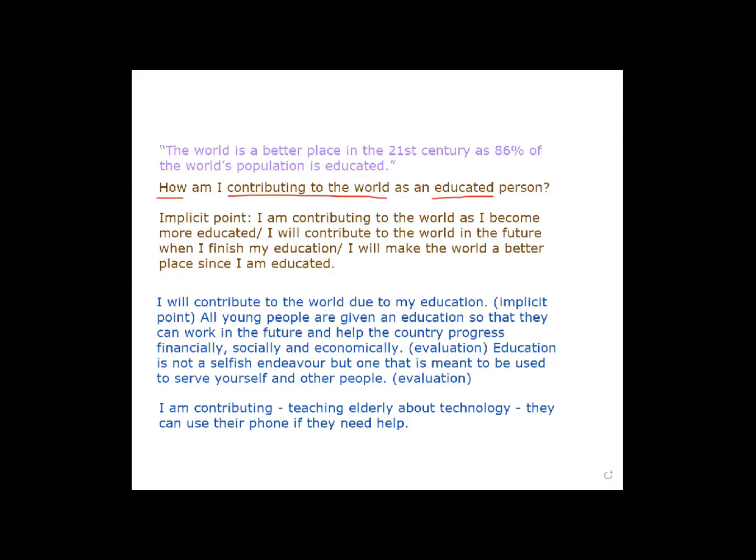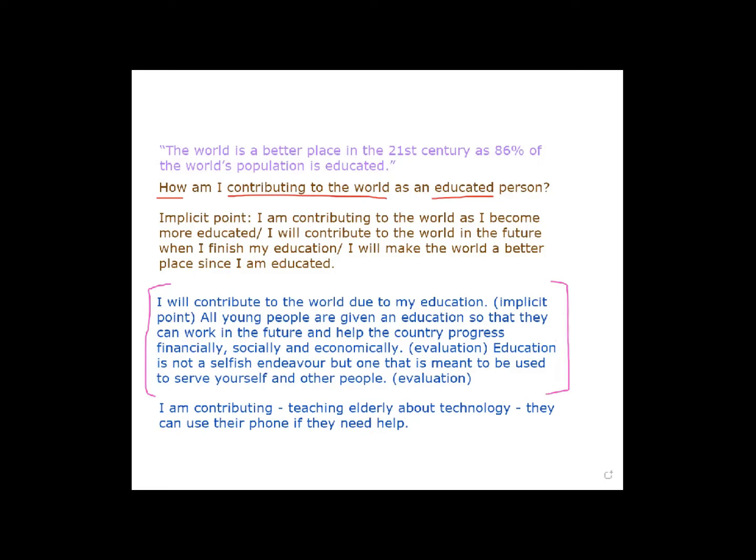Here is a model evaluation. Compare your answer with this. It's alright if you didn't generate an identical response. Similar answers are acceptable too. I will contribute to the world due to my education. This is an implicit point.